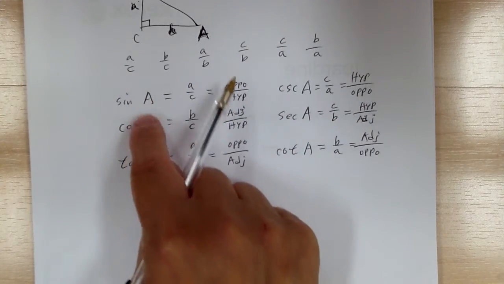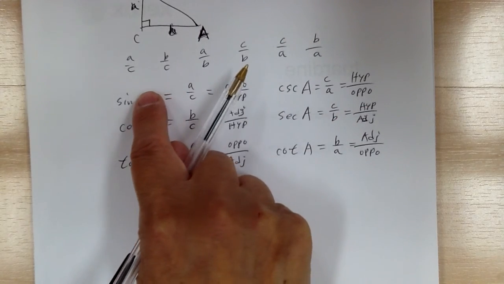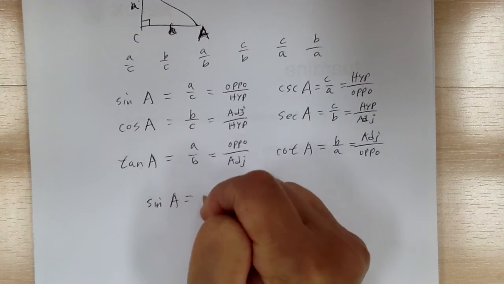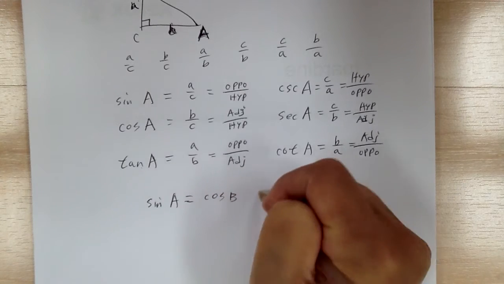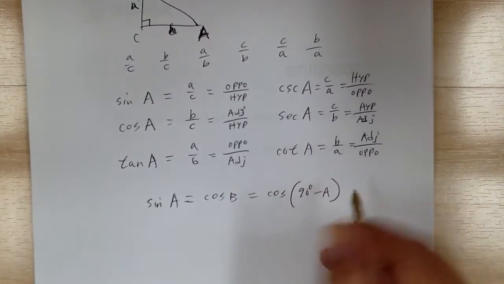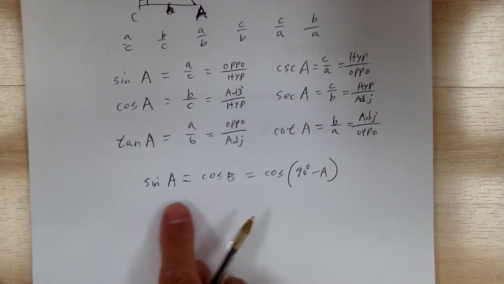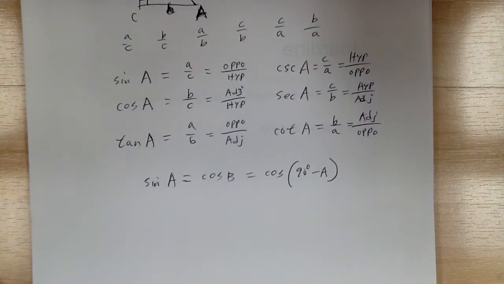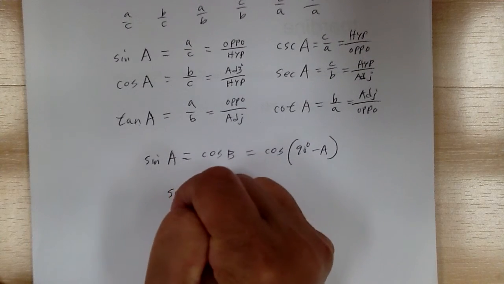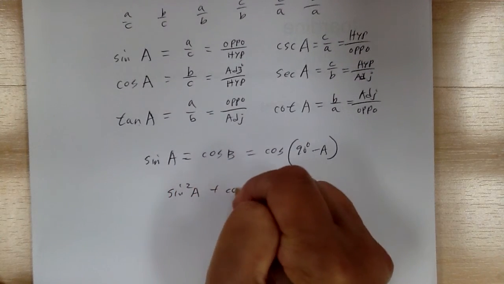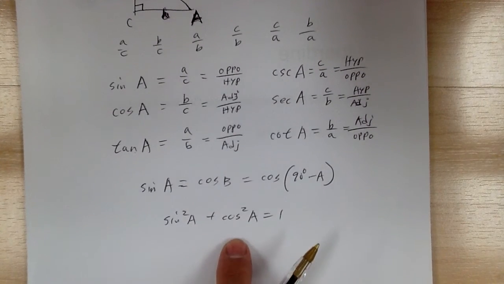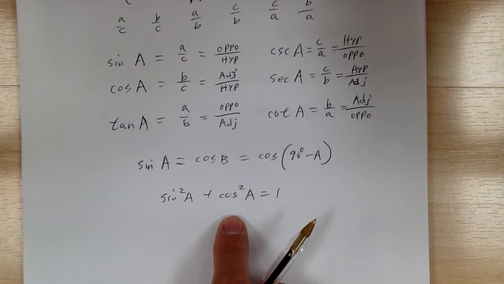Because cosine is the complement of sine, sine A is equal to cosine B, or equal to cosine of 90 degrees minus A. So these are the relationships between sine and cosine. And if you use the Pythagorean identity, you get sine squared A plus cosine squared A equals 1. This is a very important identity you need to know.